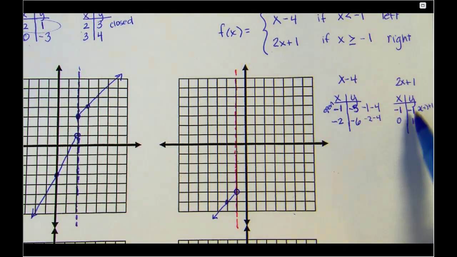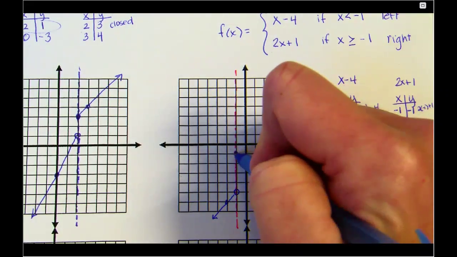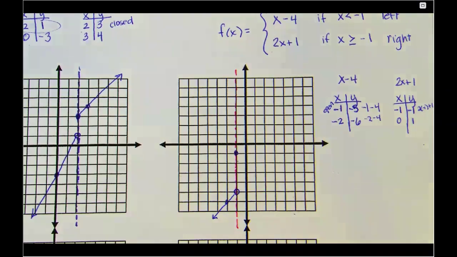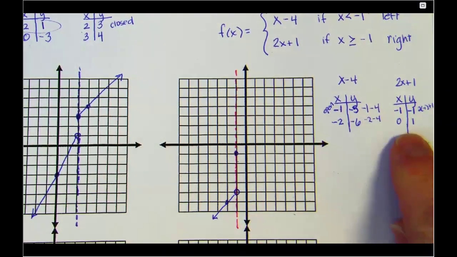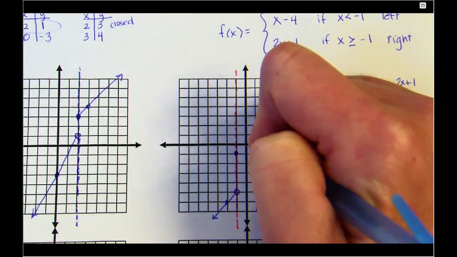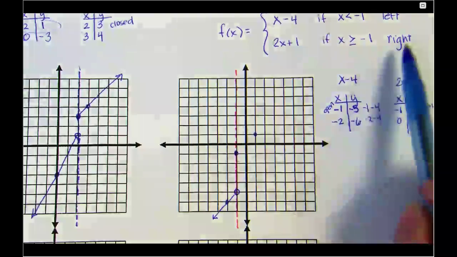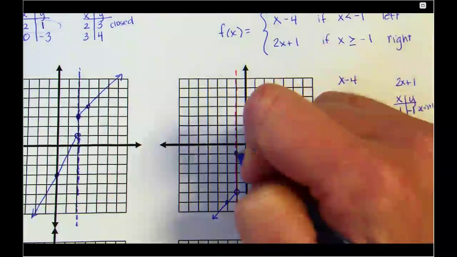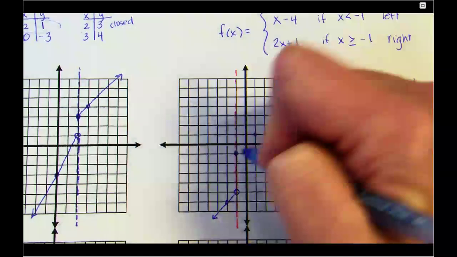Okay, this guy, negative 1, negative 1. Up here, that's a closed circle because they're all closed except the one that's open. And then 0, positive 1. And then all of these guys go to the right. So here, from the dotted line to the right.